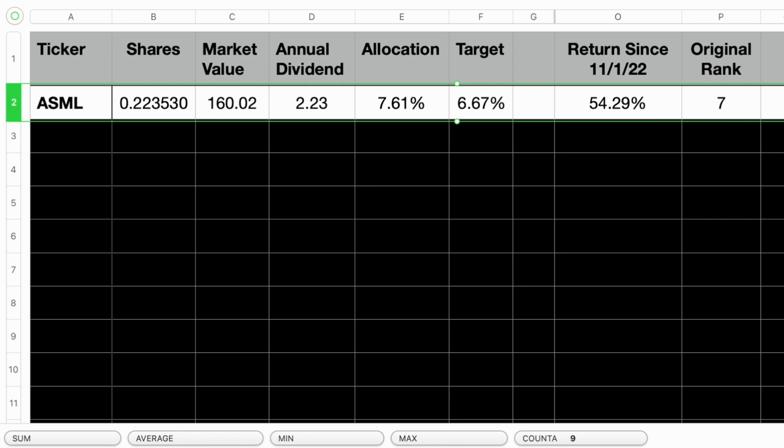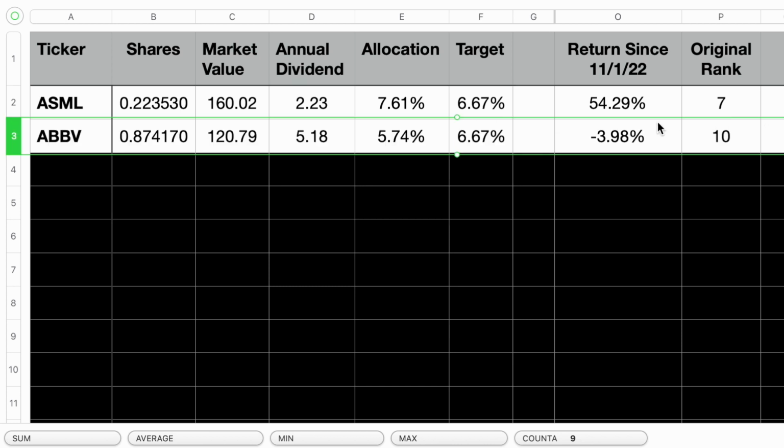All of the returns are through month-end May, by the way. The second core holding is AbbVie, that is down 3.98% since November. AbbVie started off with positive gains in November and December.